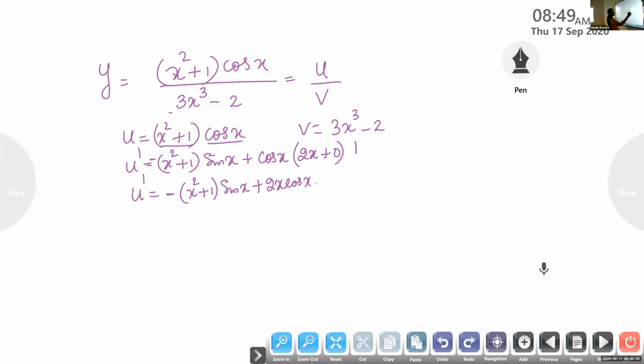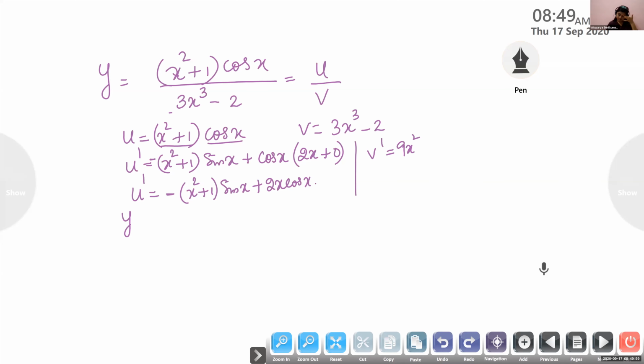Likewise, here find out what is v dash. V is 3x cube minus 2. So what is v dash? 6x? Is it 6? 9x square. It is 9x square.